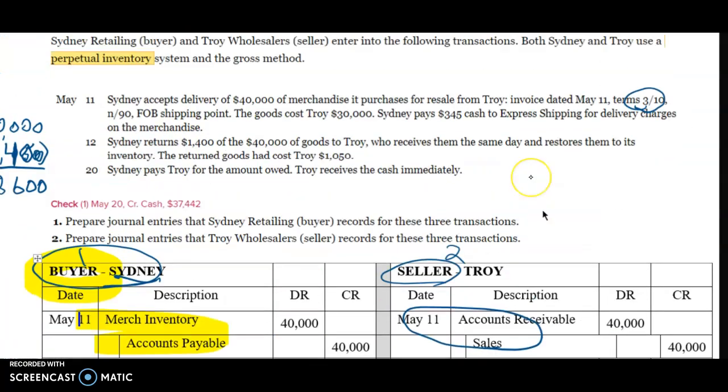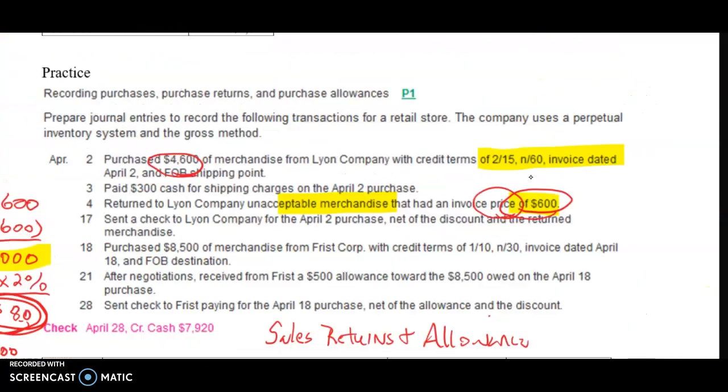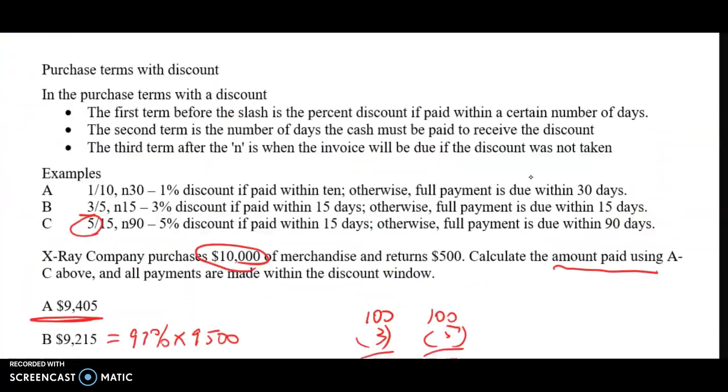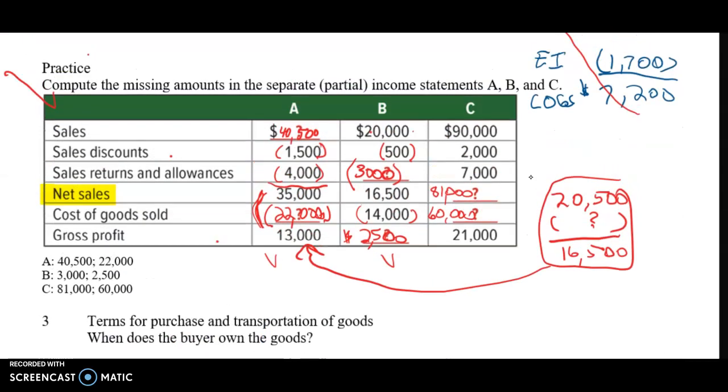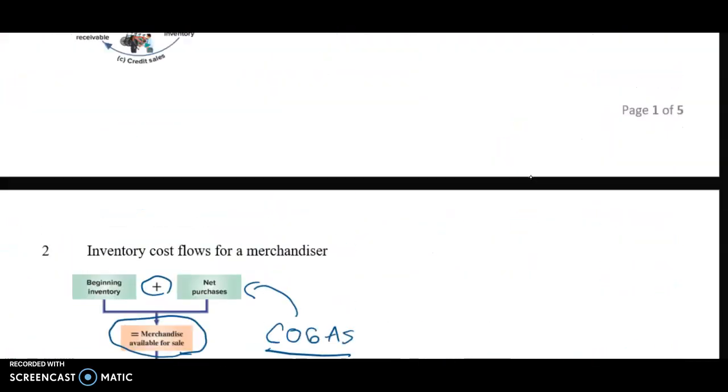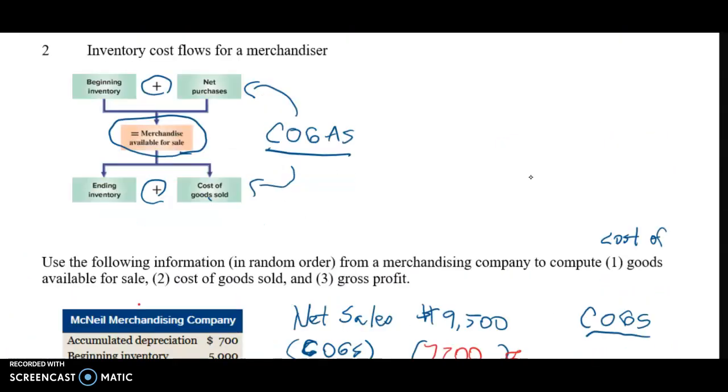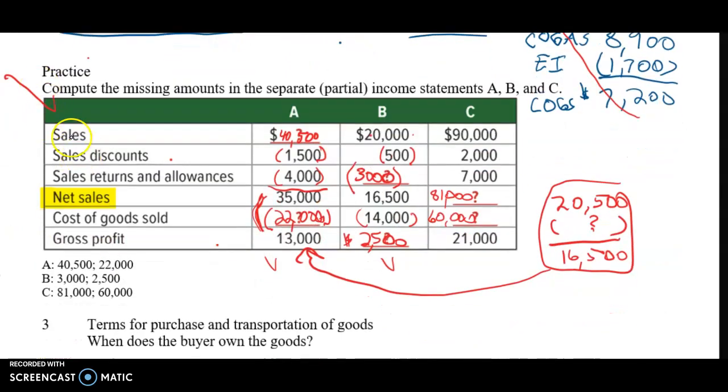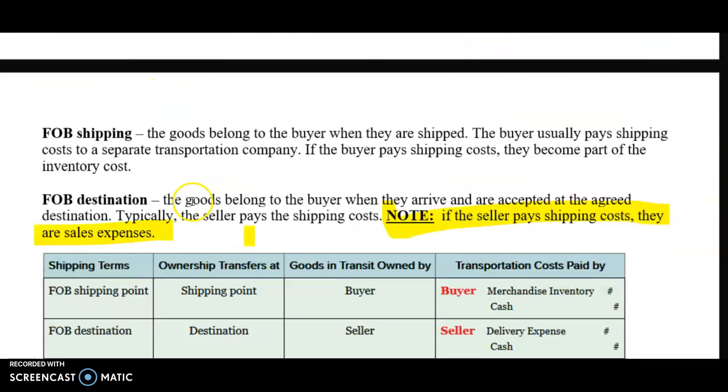All right, so again, let's just review real fast. I want to make sure we circle around and close the loop, if you will. Where was that at? Yeah, right here. Sales minus sales discounts minus sales returns and allowances. This is for the seller. Because the buyer doesn't record sales discounts and sales returns and allowances or sales. Okay, so they all go together. So that's the seller.